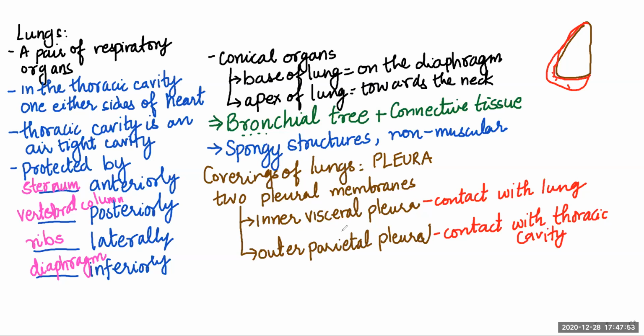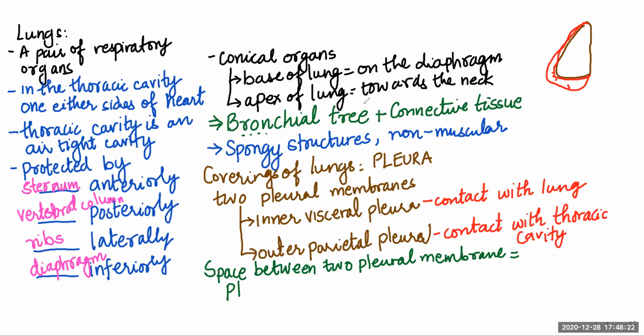Now the inner visceral and outer parietal pleura are not fused. There is a gap between them. The space between the two pleural membranes is called the pleural cavity, also known as the pleural space.